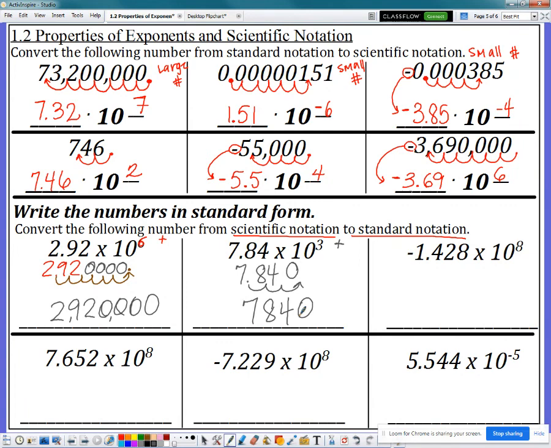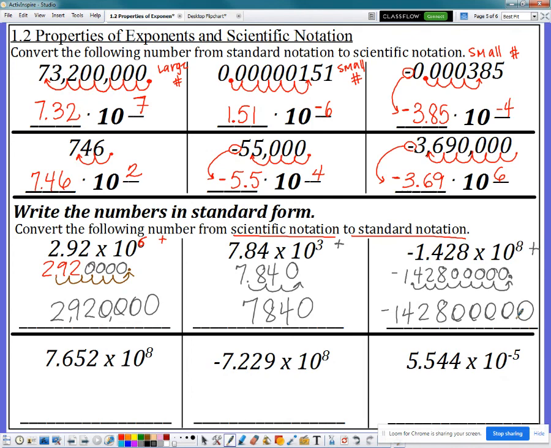All right. And then move into this right side, negative 1.428 times 10 to the 8th. This is a positive exponent. You need to move the decimal right 8 times. So we have negative 1.428. Here it is. Move it 8 times. So 1, 2, 3, 4, 5, 6, 7, 8. Here's your new decimal. In place of all these empty spaces, put some zeros. So you should get this as your answer.